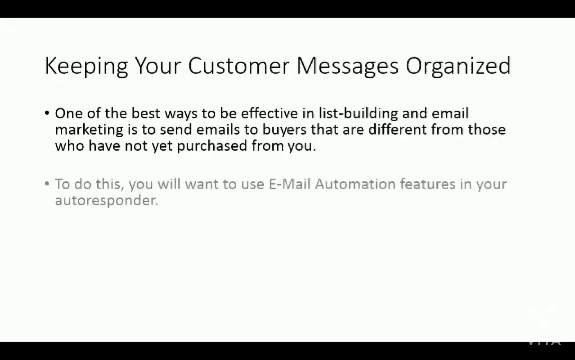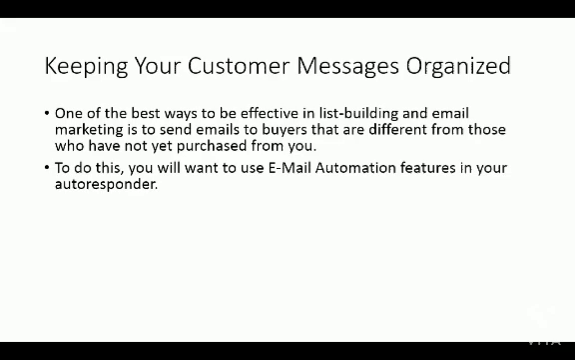And to do this, you're going to want to use a feature that is inside of most autoresponder companies. It is inside of GetResponse, and it is inside of companies like Aweber. You can actually use what's called email automation so that you can treat buyers and prospects differently.